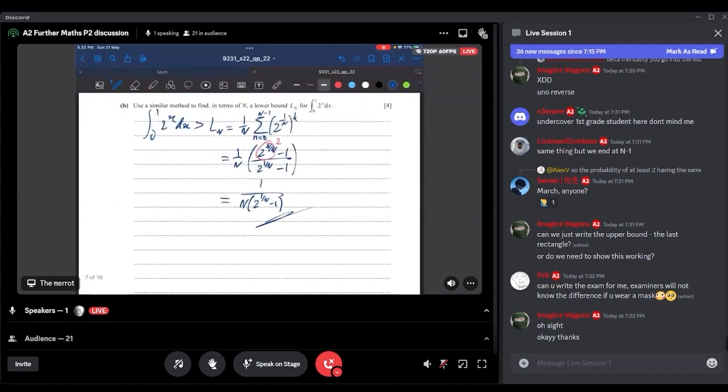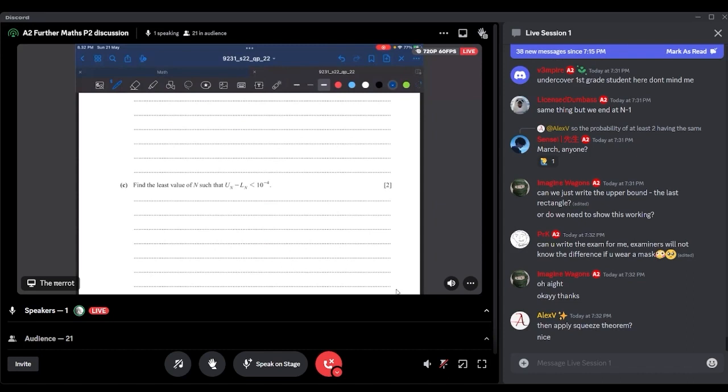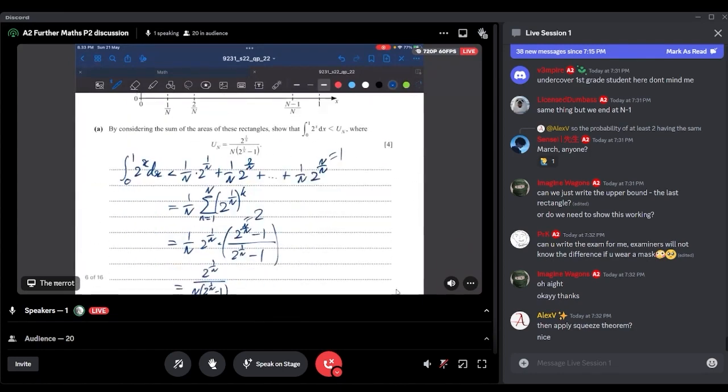Right, not so bad. Okay, so next one. Find the least value of capital N such that the upper sum minus the lower sum is less than 10 to the power minus 4. Well, let's find it out. Let's consider U_n minus L_n first. So what's U_n? U_n is this guy right here.